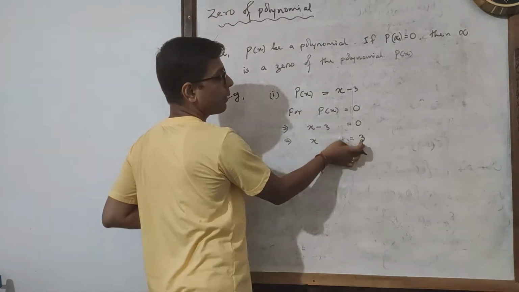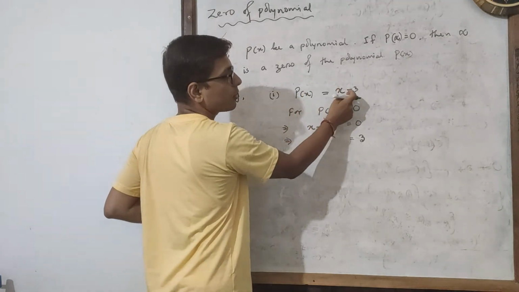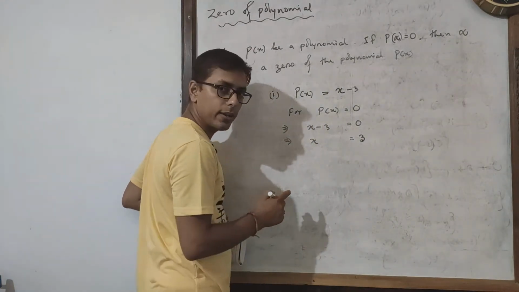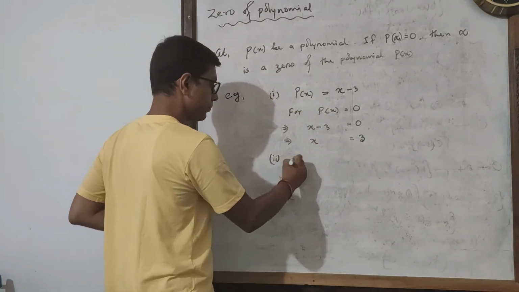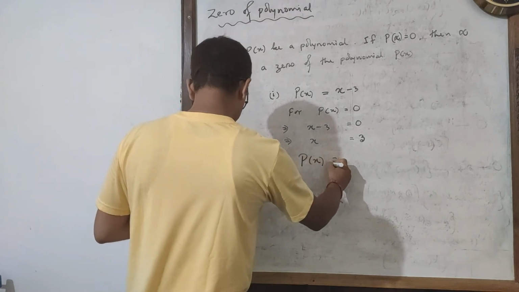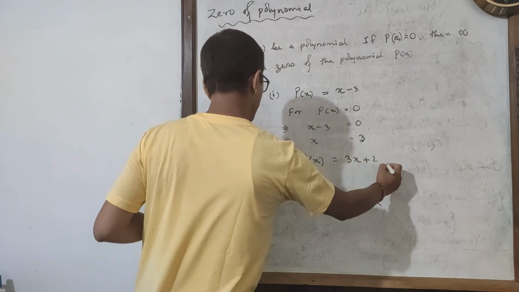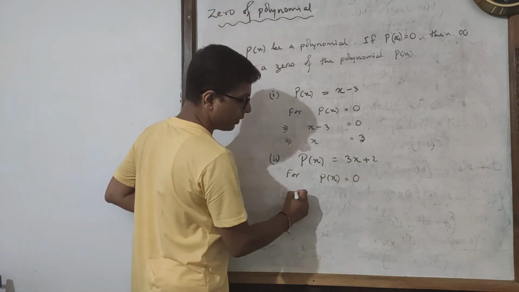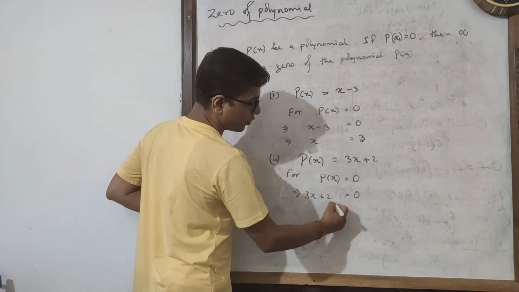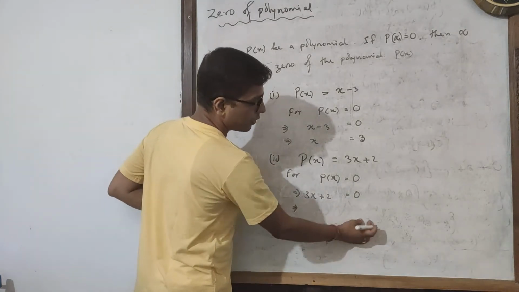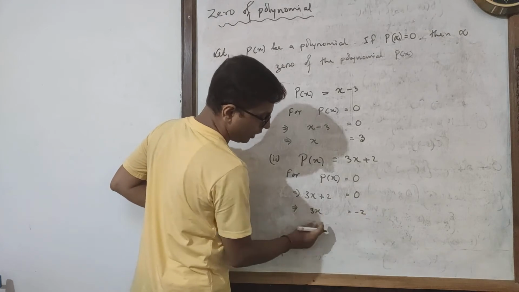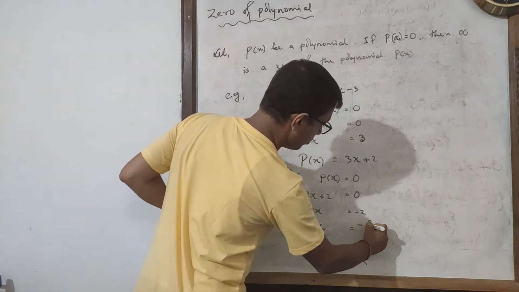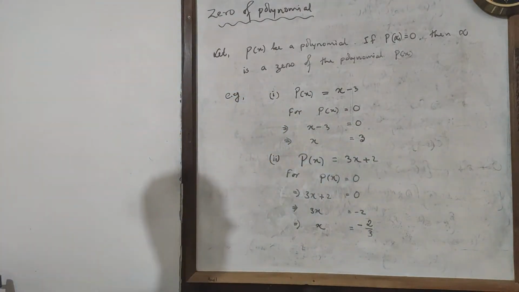That means when you substitute x by 3, 3 minus 3 would become 0. That means x equals 3 is the zero of this particular polynomial. Understood what I said? One more example, you try to do yourself. Say p(x) equals 3x plus 2. Let us solve it. For p(x) equals 0, you will get 3x plus 2 equals 0. Then shift the 2 that side, 3x equals minus 2. Then shift the 3 that side, x equals minus 2 by 3. So x equals minus 2 by 3 is the zero of this polynomial.